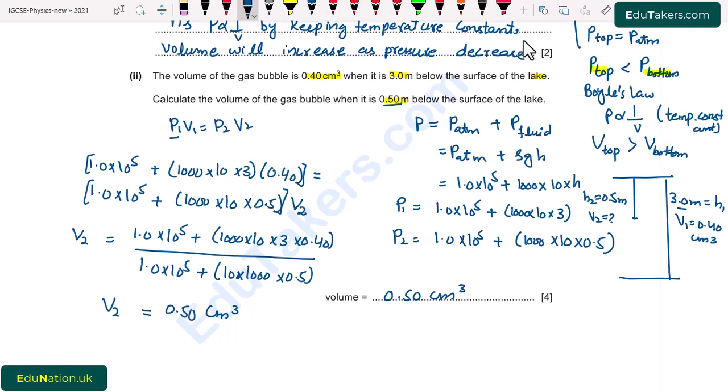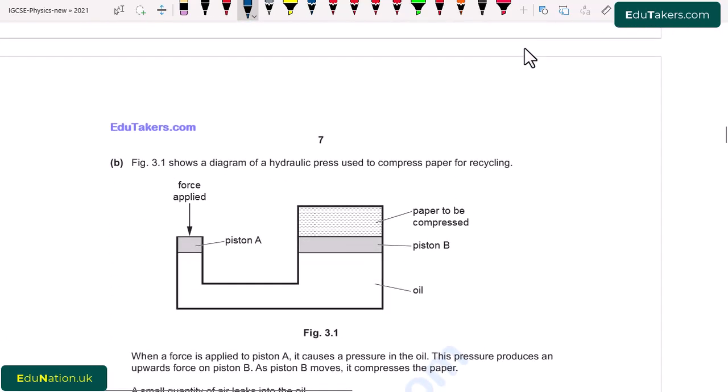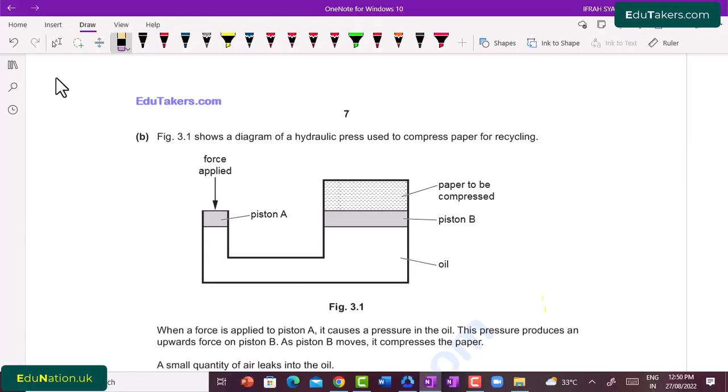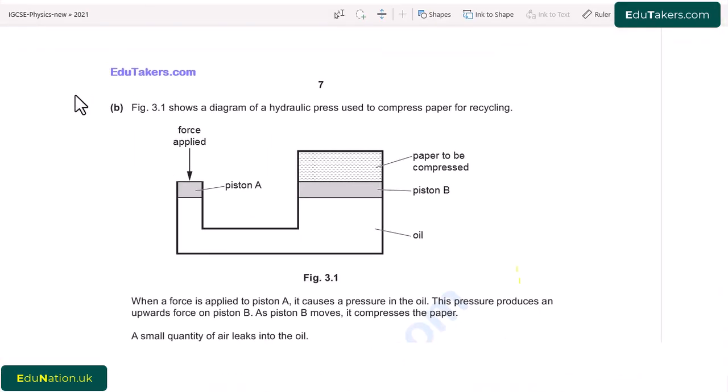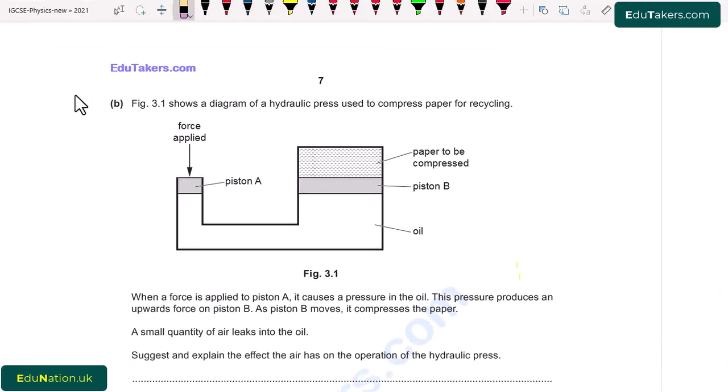Next part. Part B. Figure 3.1 shows a diagram. This pressure produces an upward force on the piston wheel. As the piston wheel moves, it compresses the paper. A small quantity of air leaks into the oil. Suggest and explain the effect the air has on the operation of the hydraulic press.